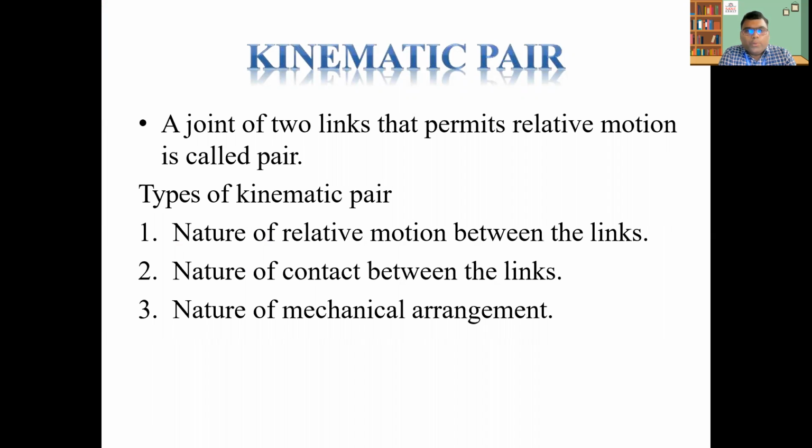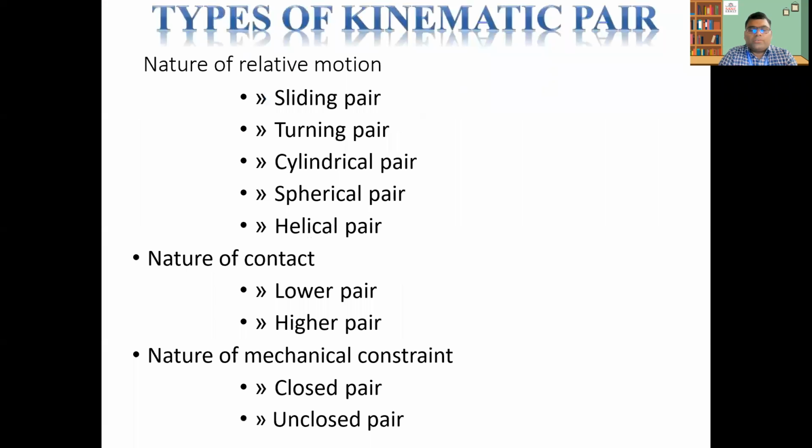A joint of two links that permits relative motion is called a pair or kinematic pair. The types of pairs are, first, according to the nature of relative motion, second, according to the nature of contact, and third, according to the nature of mechanical constraint, or we can say mechanical arrangement. So let's discuss in detail one by one.